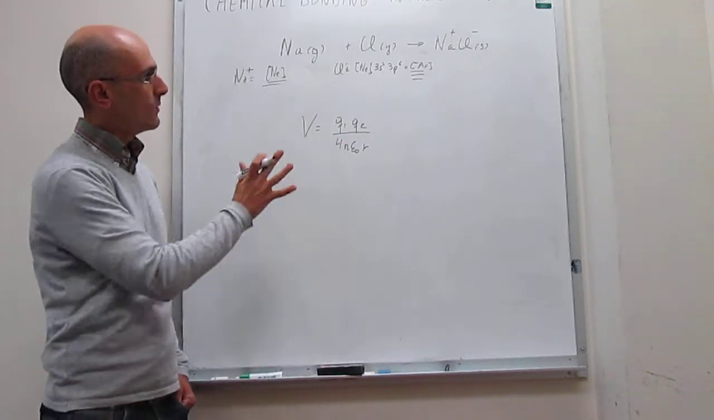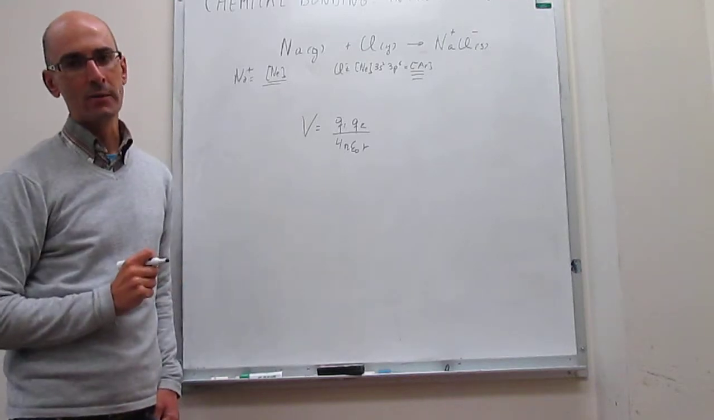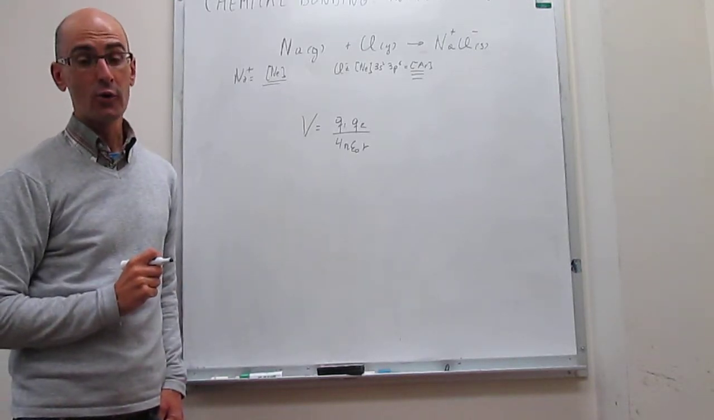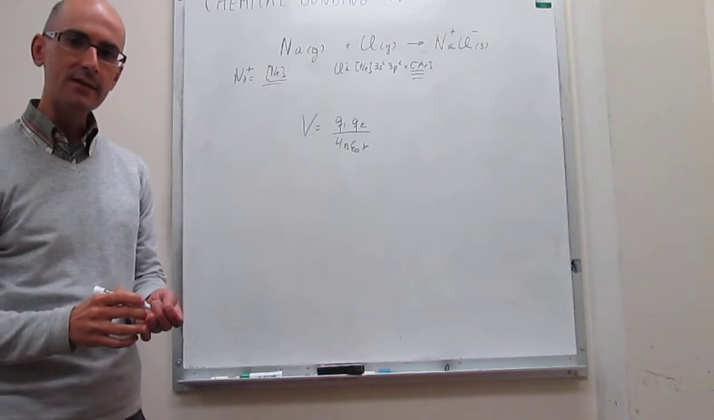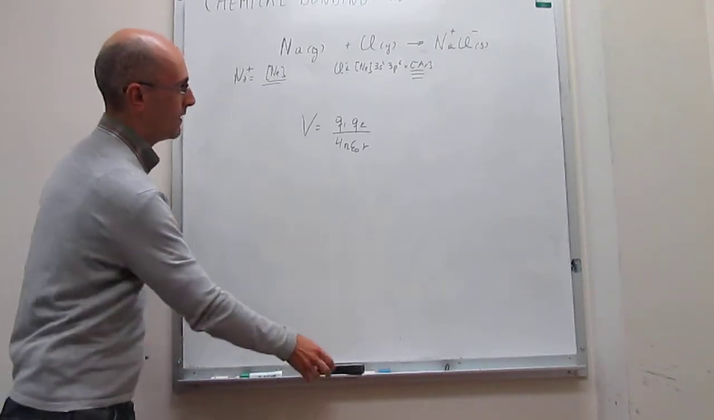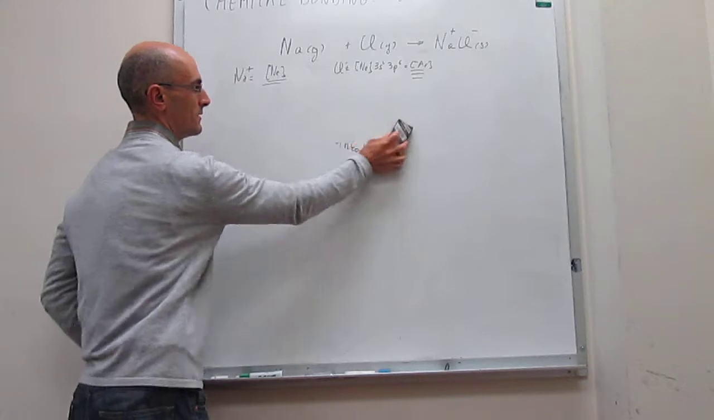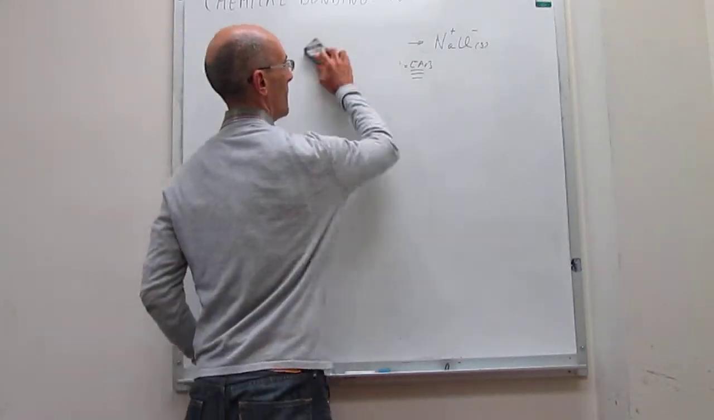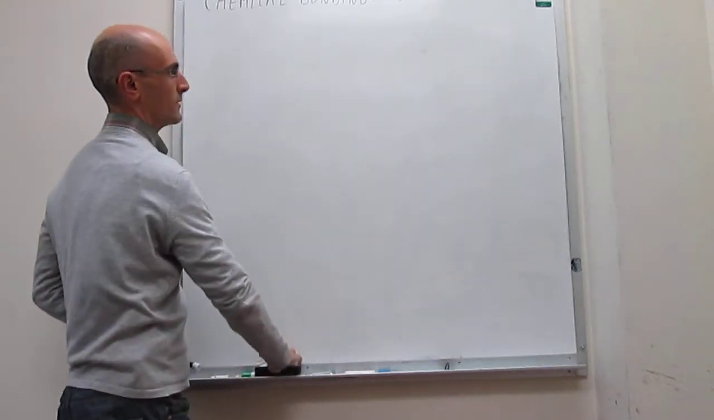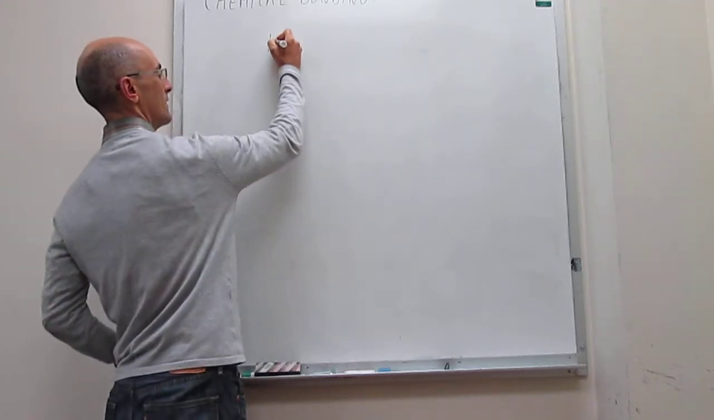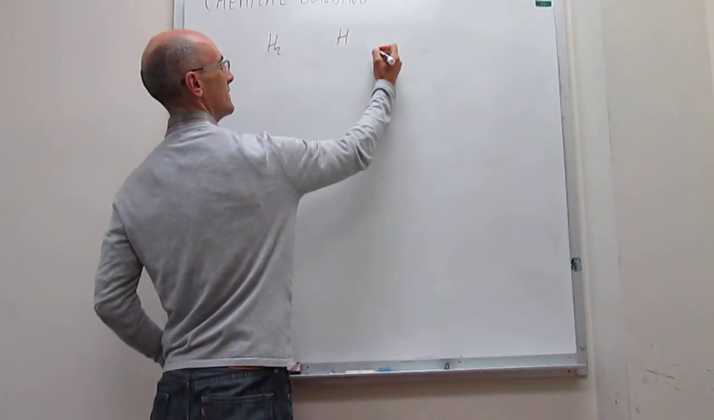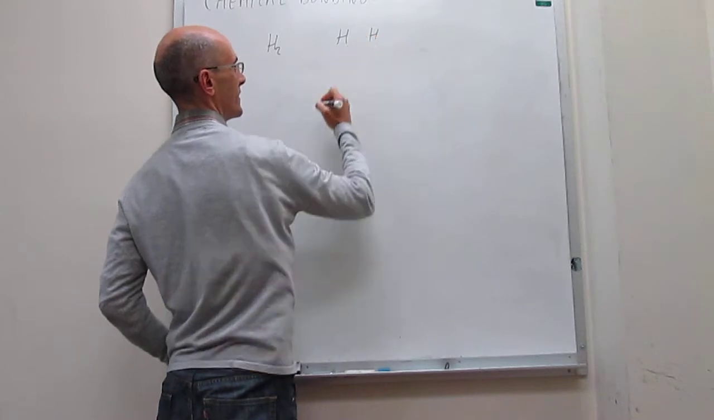Okay? Right, so that's what pertains to ionic bonding. Let's now review covalent bonding to see similarities and differences with ionic bonding. Right, so the archetypal covalent bond is that formed by, for example, the hydrogen molecule, H2. So you have H2, and that is the interaction between two hydrogen atoms.